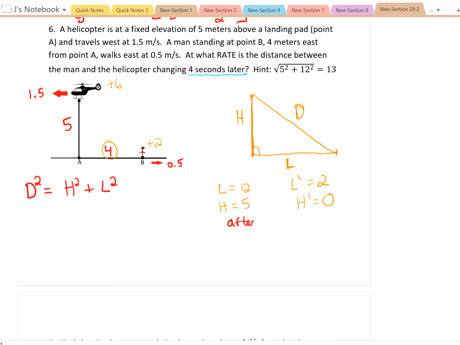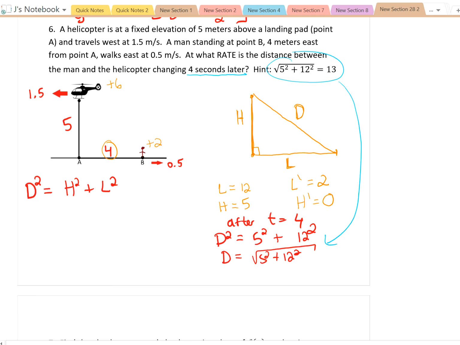So after t equals 4, D squared is equal to h squared, which is 5 squared, plus L squared, which is 12 squared. So D is equal to the square root of 5 squared plus 12 squared. And lo and behold, a hint has been given for exactly this thing. So our distance is 13. Okay, now we're going to need that.